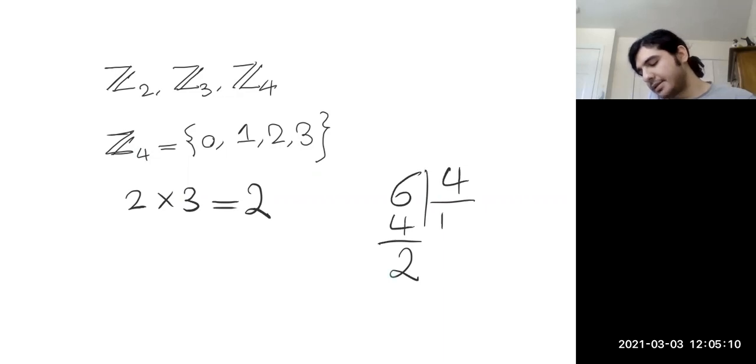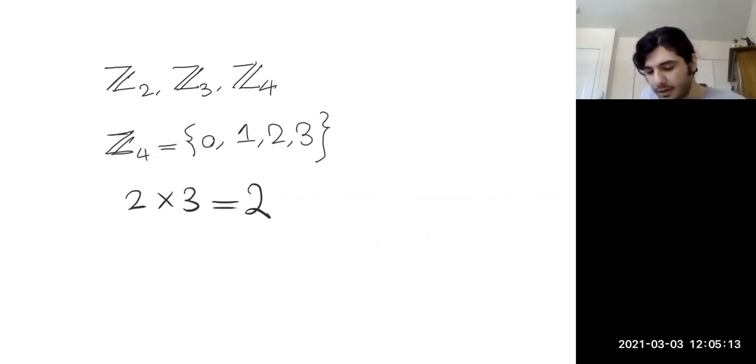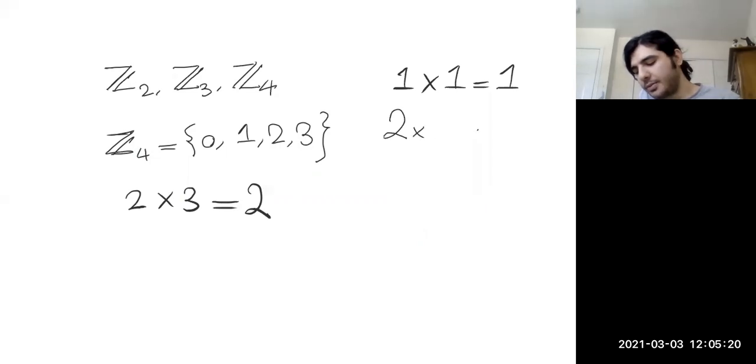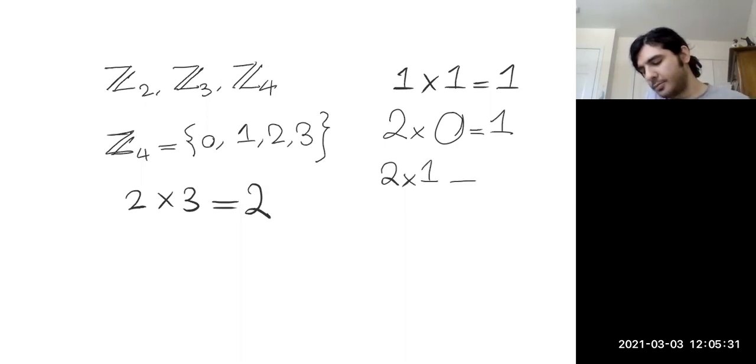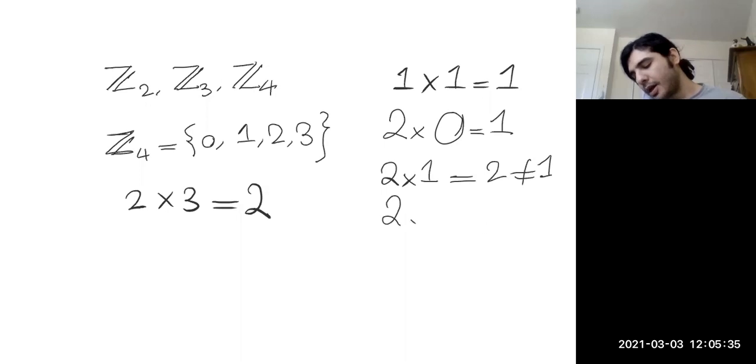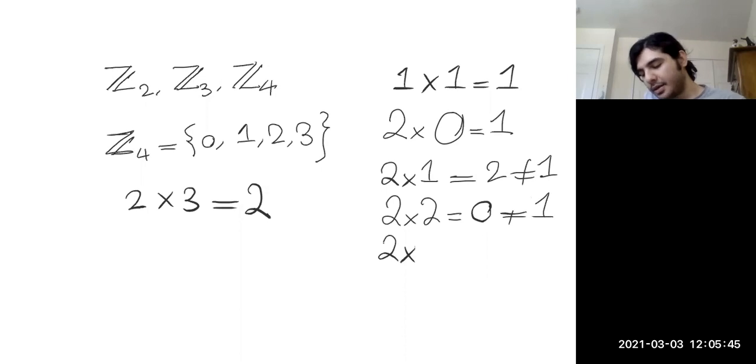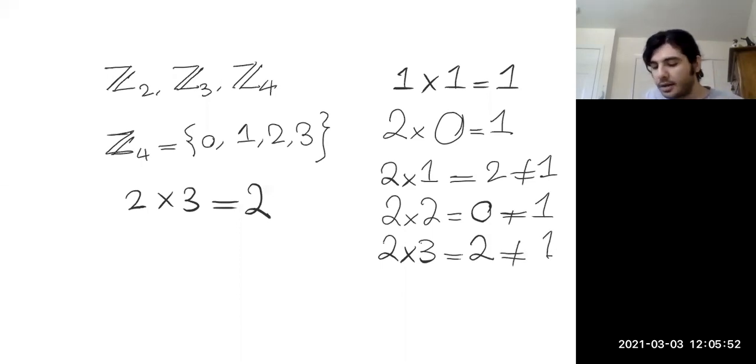Now, is it a field? Is it correct that every element has a multiplicative inverse? That's correct for 1. 1 times 1 is 1. Good. What about 2? Is there any number which, if I multiply 2 by it, I would get 1? Let's see. 2 times 1 is 2, and that's not 1. 2 times 2 is 4. The remainder of 4 after division by 4 is 0, and 0 is not 1. 2 times 3 is 6. If I divide that by 4, the remainder is 2. Again, 2 is not 1. So there is no element which, if I multiply 2 by it, I would get 1.